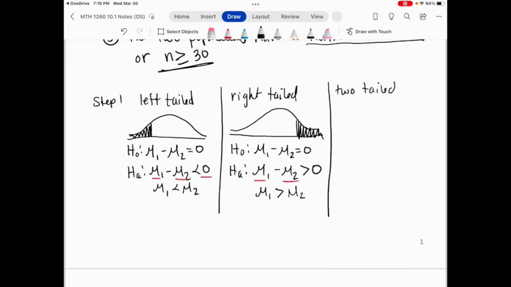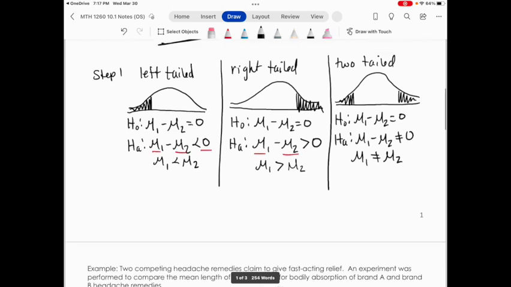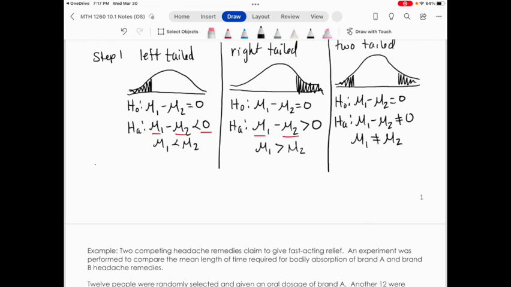Okay, and then the last possibility for step 1, when we set up our hypothesis, is if we have two-tailed. Then we're not looking to see if the difference is greater than or less than 0. We're looking to see if there's any difference. So we're going to write it like this. The null hypothesis is going to be mu1 minus mu2 is equal to 0. And the alternative hypothesis is going to be that mu1 minus mu2 does not equal 0. Another way to say that is that mu1 does not equal mu2.